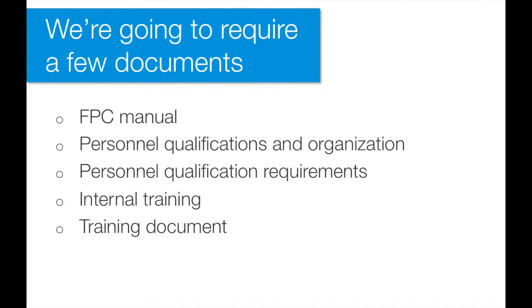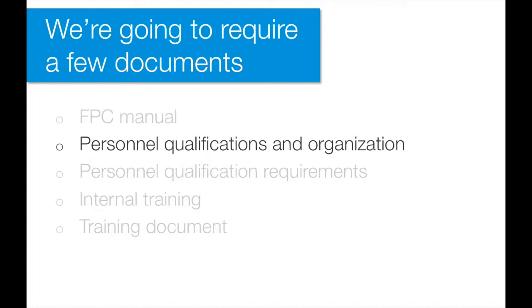Now, to meet these requirements and to develop the necessary proof, this will require a few simple procedures and the following FPC documents: the FPC Manual, Personnel Qualifications and Organization, Personnel Qualification Requirements, Internal Training, and the Training Document. Now go ahead and download all the files made available to you from the right sidebar. There are no optional documents in this step. Store the files in the appropriate folders that we set up during the previous step. But before we proceed, I want to say a few words about each file that you just downloaded.